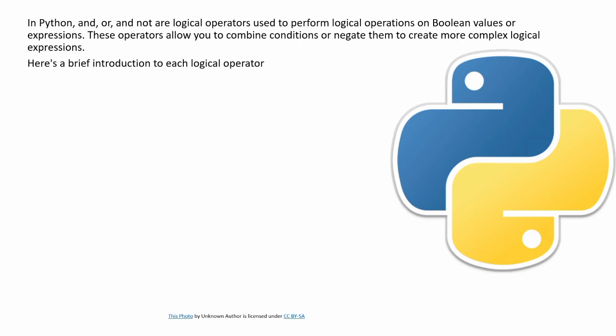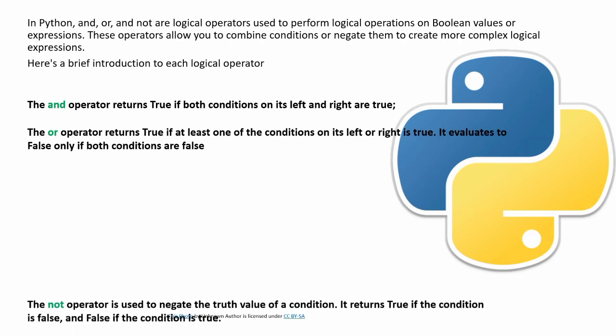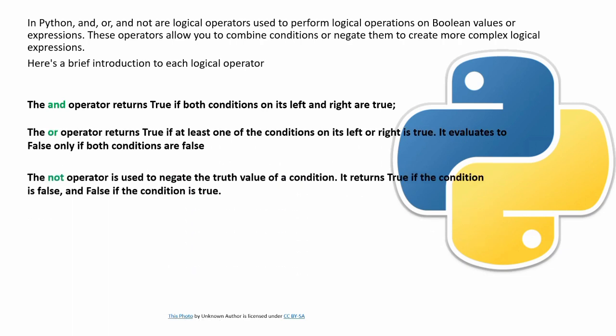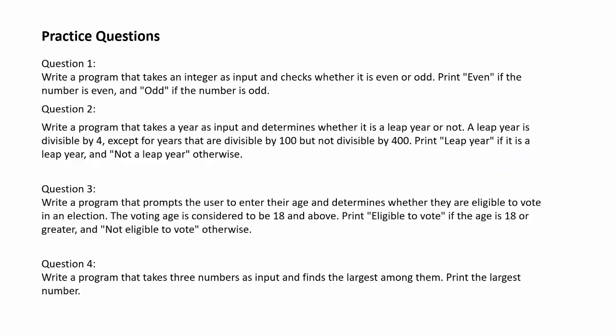The logical operators are three: and, or, and not, and these are used to perform logical operations on Boolean values or expressions. A Boolean expression is an expression that evaluates to either true or false. We will discuss this later, but let's first focus on the and, or, and not expressions. The AND operator returns true if both conditions on its left and right are true. The OR operator returns true if at least one condition is true. And the NOT operator is used to negate the truth value of a condition. It returns true if the condition is false, and vice versa.